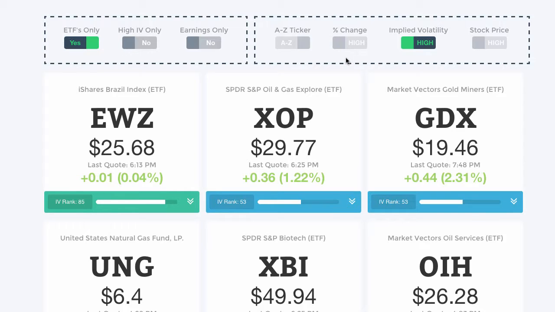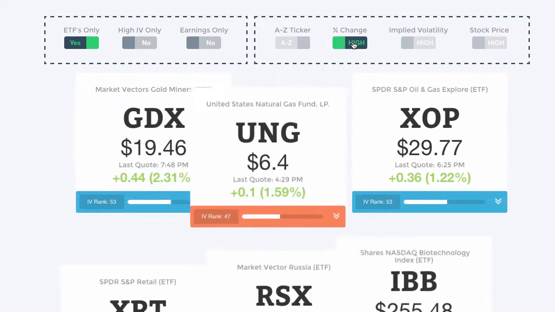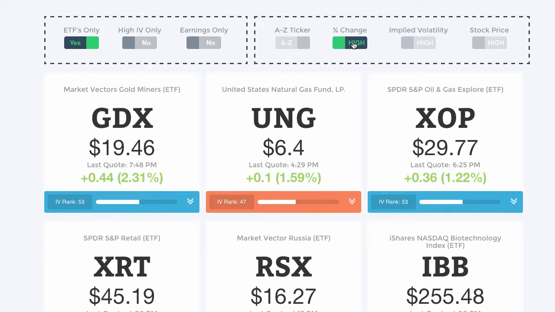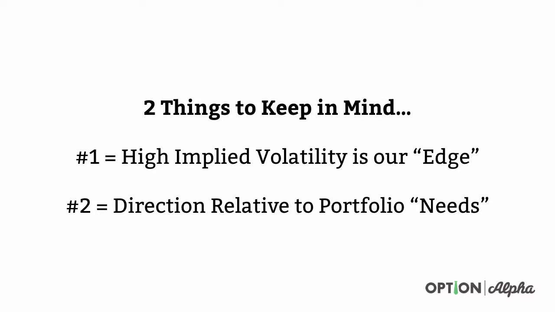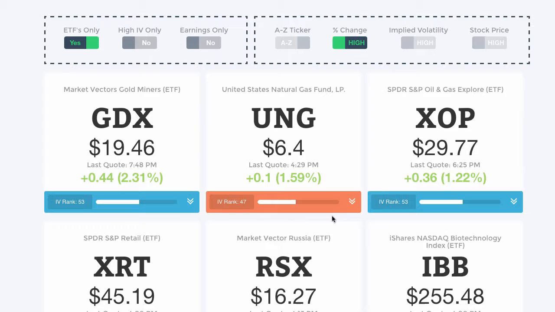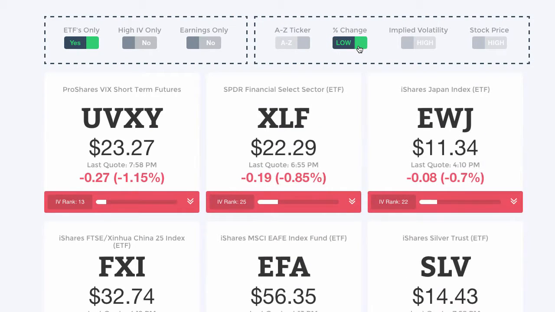And another way that you can look for possible trading candidates is to look for stocks that have made a really high percentage move in the last day. So that's another way that you can look for possible candidates, things that have moved higher or moved lower. So again, back to the slides that we had before, asking yourself the direction relative to portfolio needs. If your portfolio needs a bearish trade, it might be helpful to come in here and see which ETFs are moving down really hard right now, so which ETFs might continue to move down in the future.